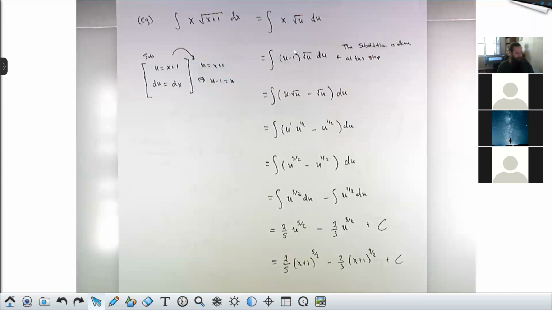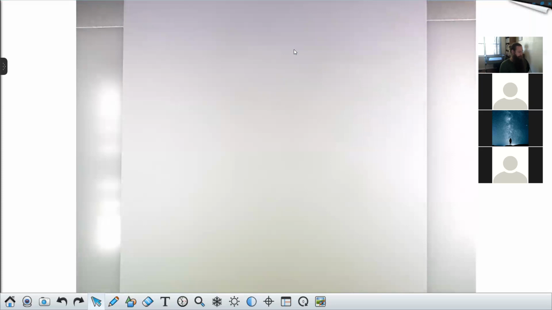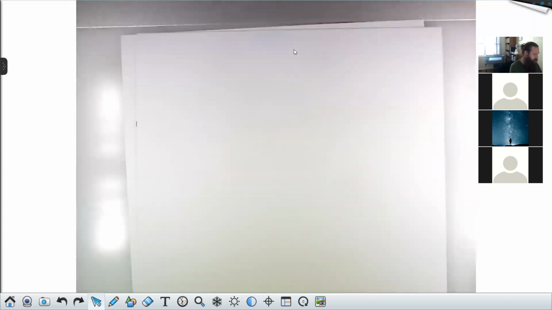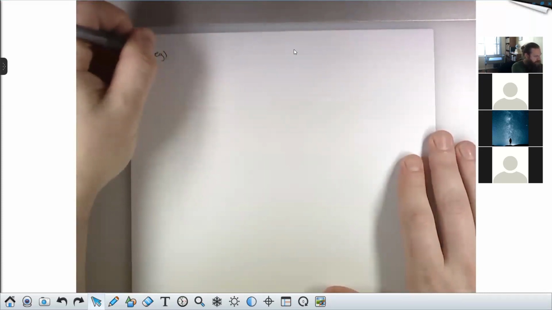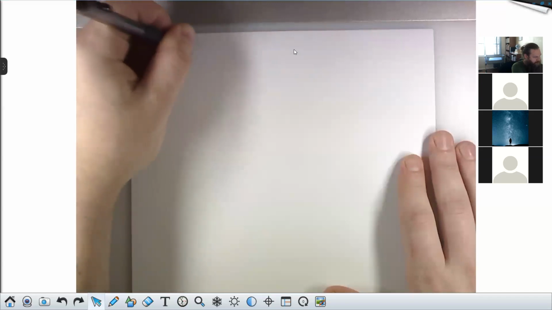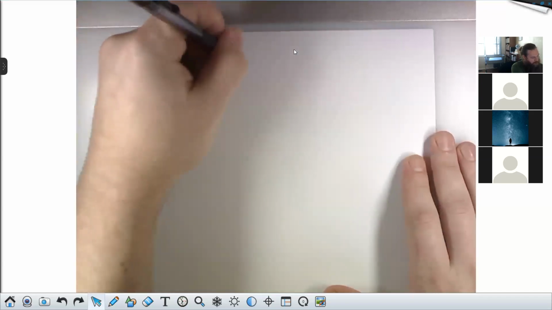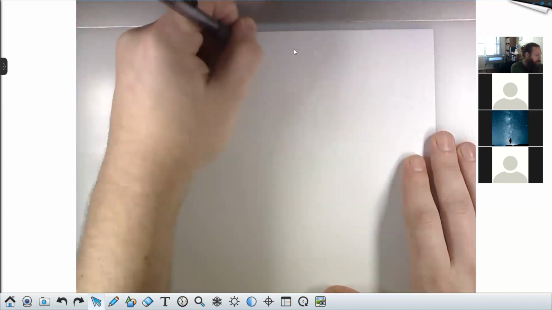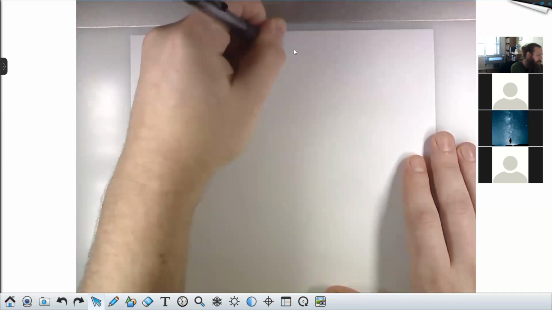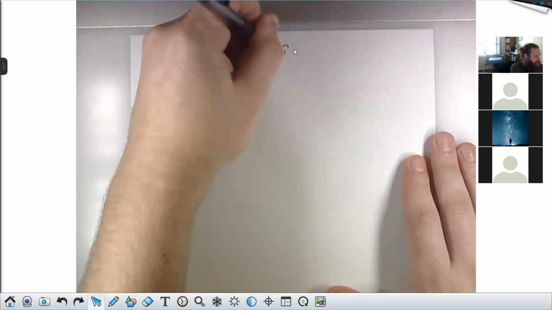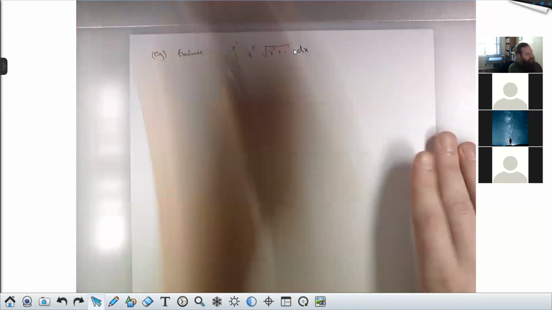Let's try a slightly harder one. This time I'm going to do a definite integral. We'll do the integral from 0 to 1 of x to the 5th times the square root of x squared plus 1 dx.